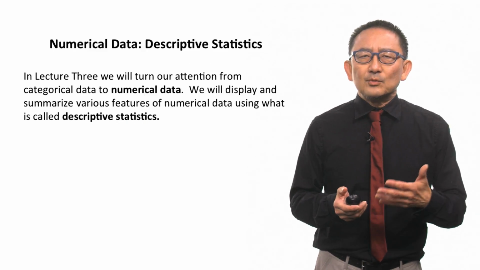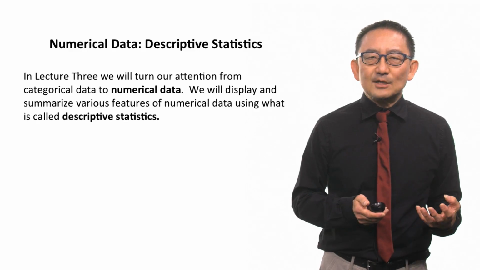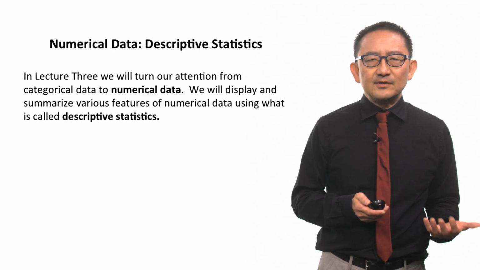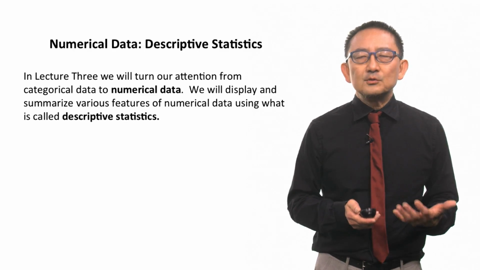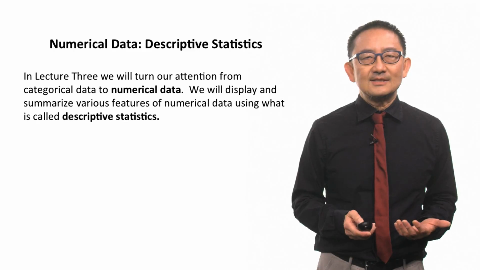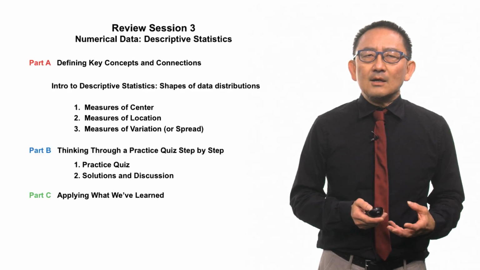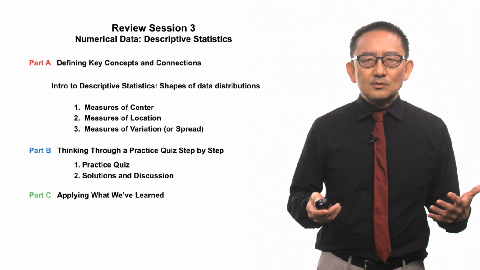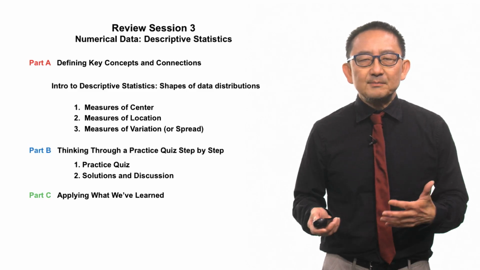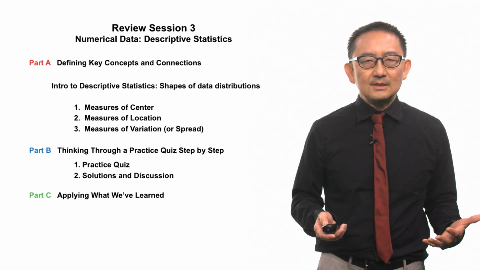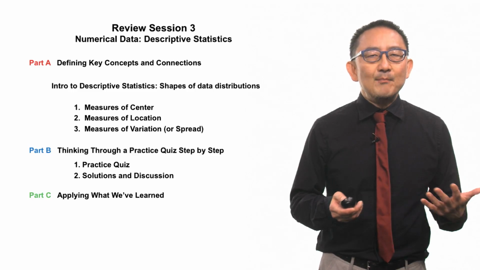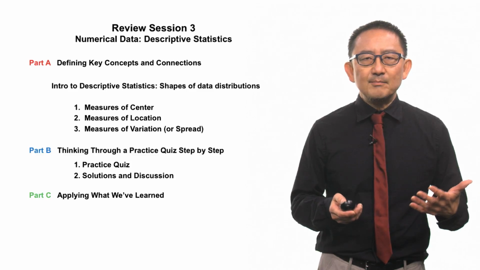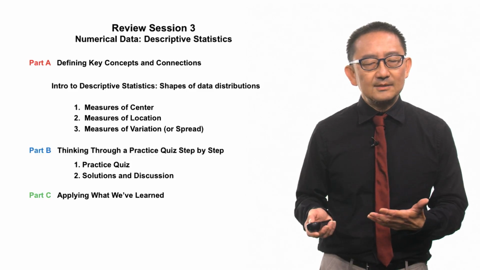In Lecture 3, we're going to turn our attention from categorical data to numerical data. We'll display and summarize various features of numerical data using what is called descriptive statistics. So our overview will be beginning by describing some common shapes of distributions that you'll encounter. Then we will talk about measures of center, measures of location, and measures of variation or spread.